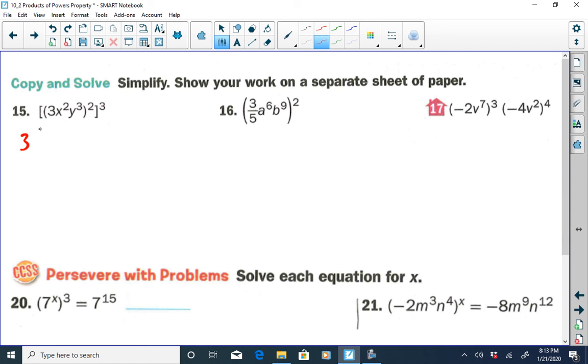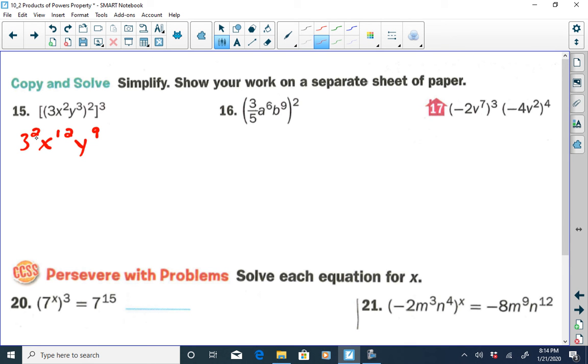So that 3 has to be raised to the 2nd power. The x squared has to be raised to the 2nd power. So x squared raised to the 2nd power, we multiply those exponents. 2 times 2 is 4. 4 times 3 is 12. So that's x to the 12th. y has to be raised to the second power and then raised to the third power. 3 times 2 is 6, times 3 is 9, so that's going to be y to the ninth power.